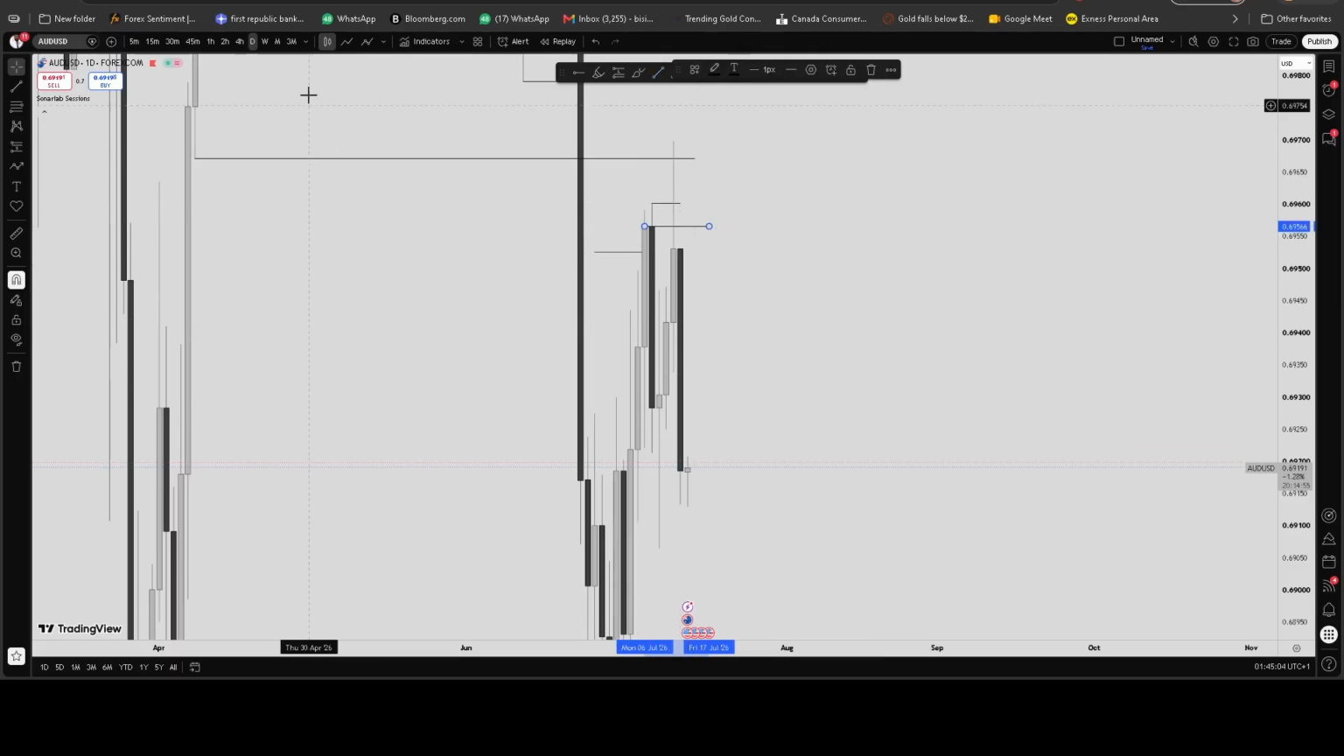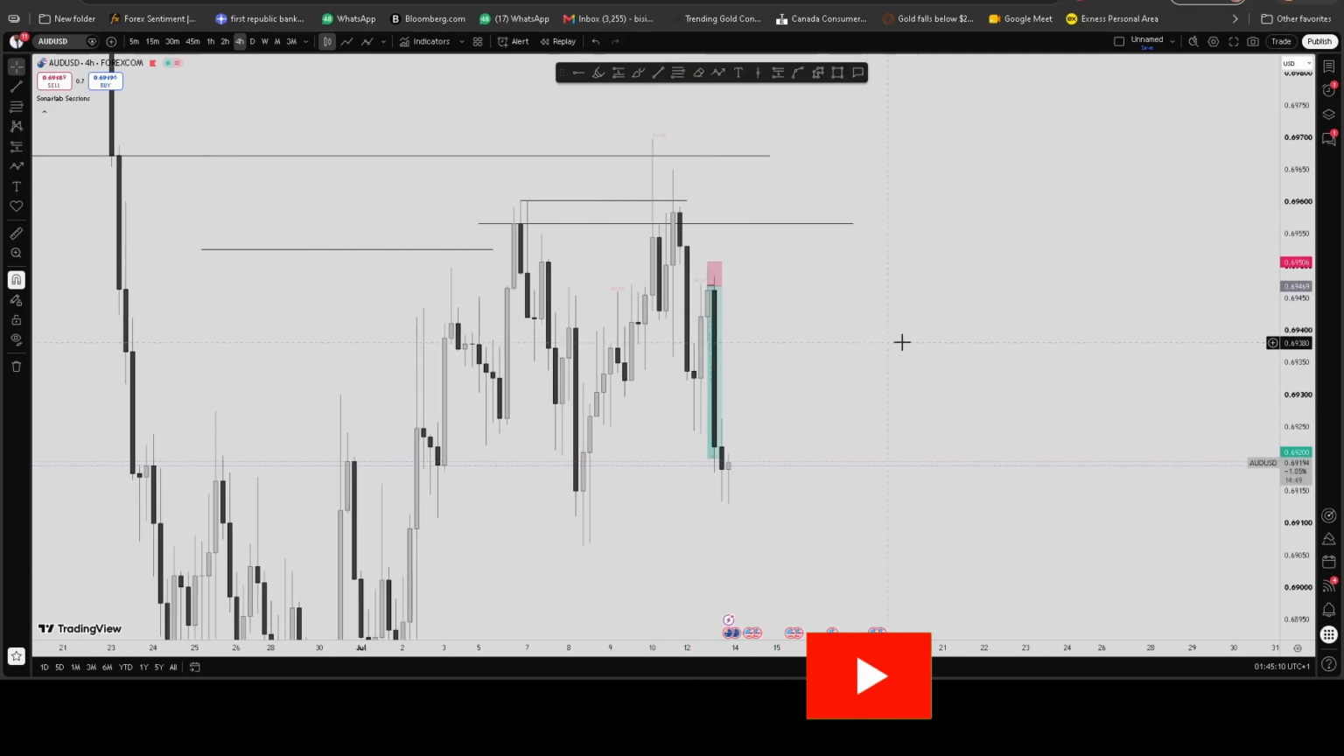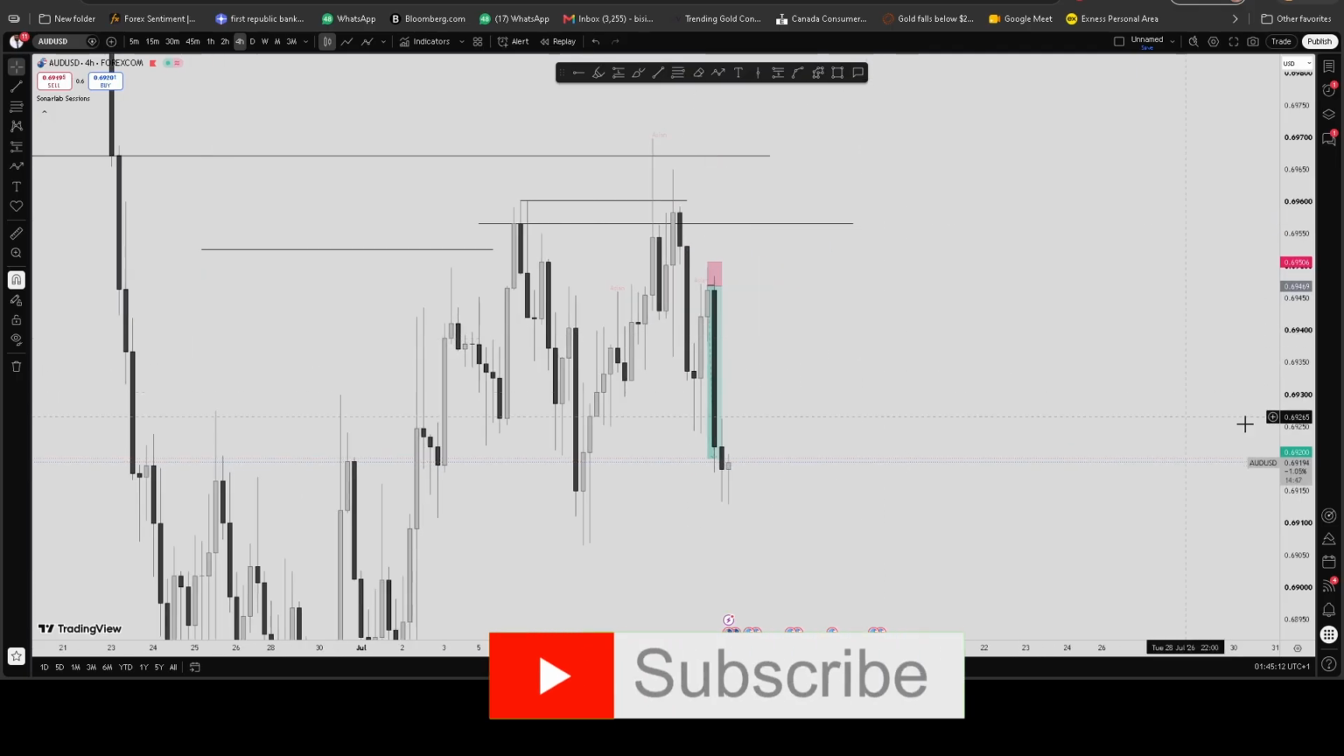After price rejected from this key level right here, we broke structure on the 4 hours time frame. See, there was a break of structure on the 4 hours time frame. So now, what are you going to do?